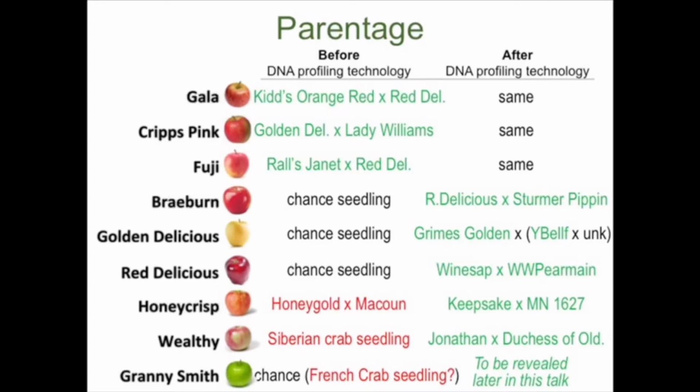Okay, so Braeburn, we now know, a chance seedling that came up in New Zealand, is actually Red Delicious crossed with Sturmer Pippin. Golden Delicious, we know it's Grimes Golden. The other parent, we don't know exactly what that is, but we know Yellow Bellflower is one of its parents, so it's one of the grandparents of Golden Delicious. We now know the parents of Red Delicious: it's Winesap and White Winter Pearmain. So all these amazing discoveries are very recent, and we can now start to connect them up with the histories of all of those cultivars.